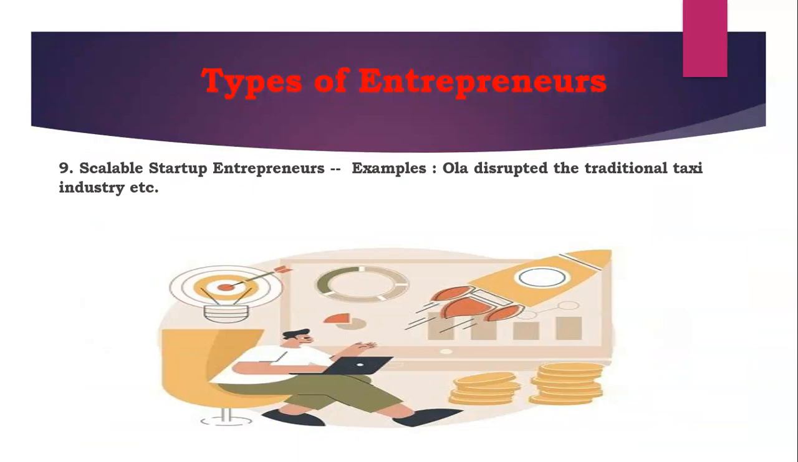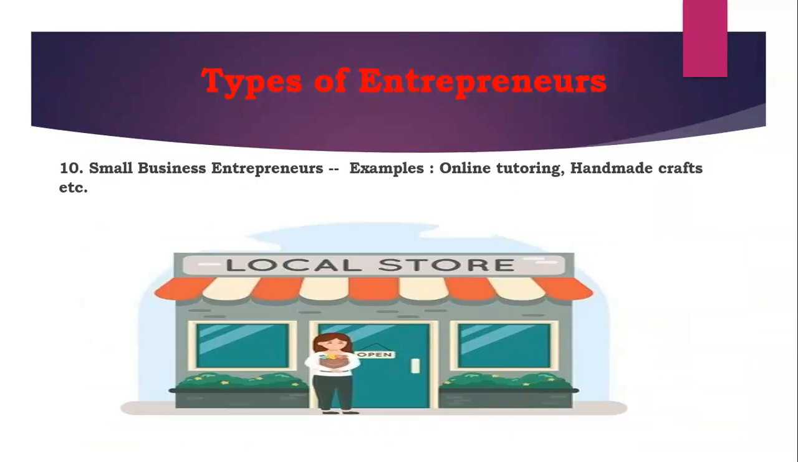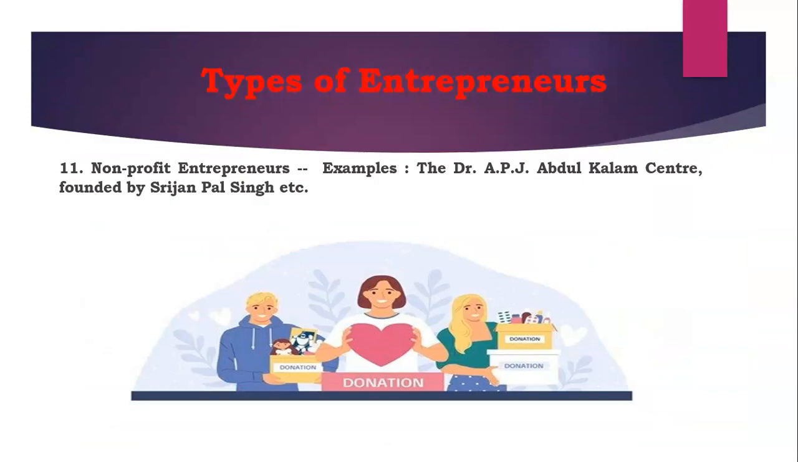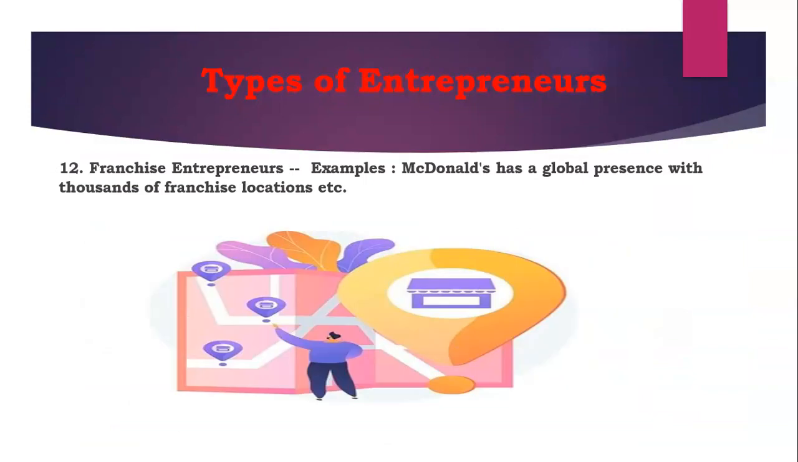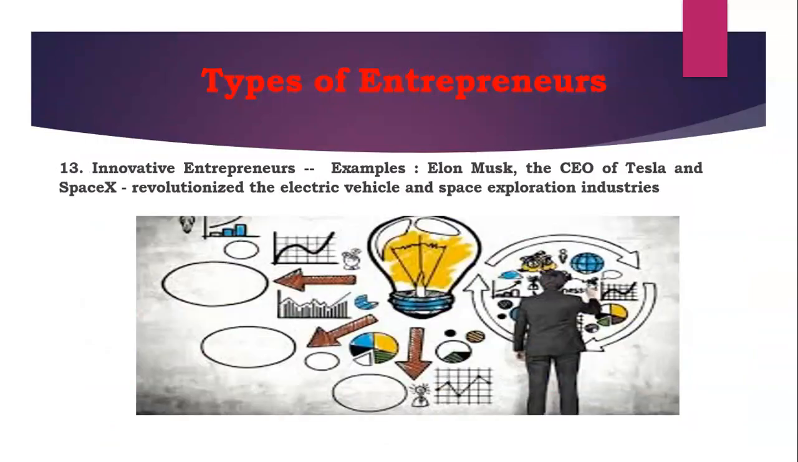So they identify the gaps in the market, and they attack them. And they just disrupt, like the traditional taxi industry, the best example of that. Small business entrepreneurs go for the local store, depending on local needs. Non-profit entrepreneurs never go for a profit motive. The primary objective is social impact. And franchise entrepreneurs take the rights of the franchise and start their own outlet, and they use the technology and market strategies of the franchise owner. And innovative entrepreneurs go for innovative ideas, techniques, products, or services.